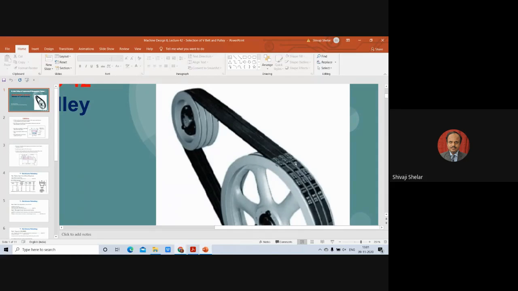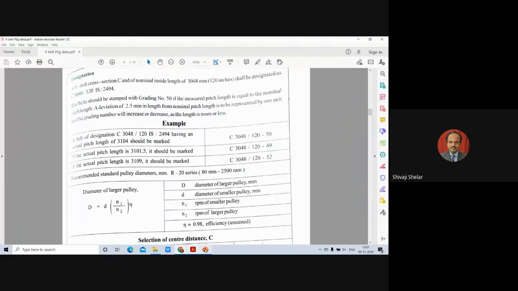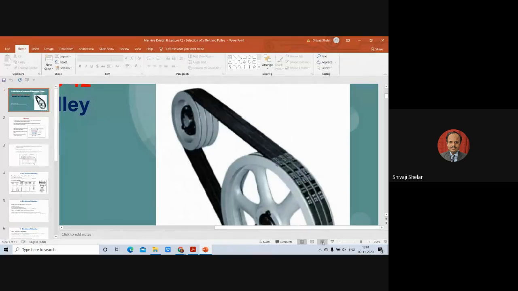So understanding the designation of the belt is very, very important. Once you understand this designation of the belt, the next design process is very simple. Okay, so let's go now to the presentation.